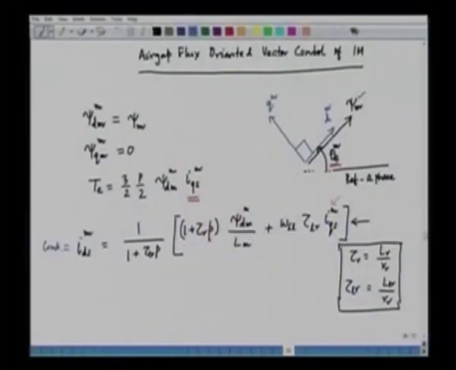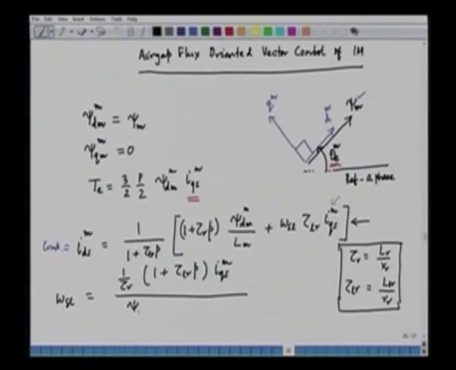The second equation that we have derived is the equation for slip speed. The equation for slip speed that we have obtained in the last lecture was omega SL equal to 1 by tau R into (1 plus tau LR p) into IQSM divided by (psi dm by Lm minus tau LR by tau R IDSM).